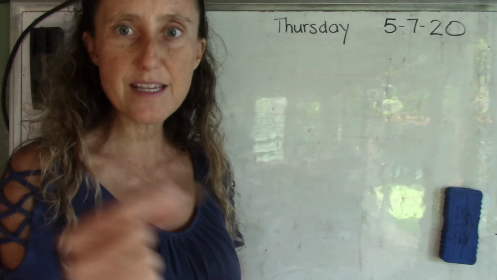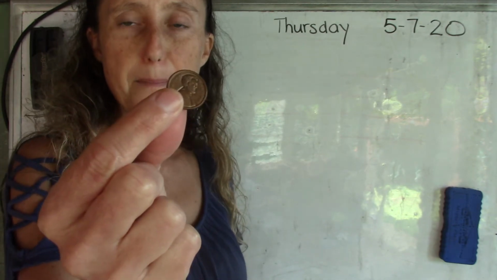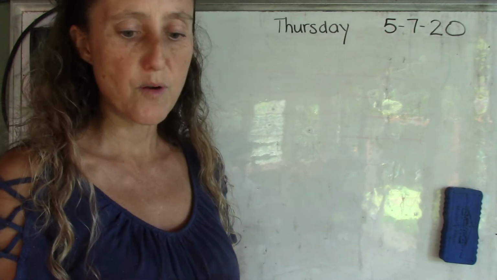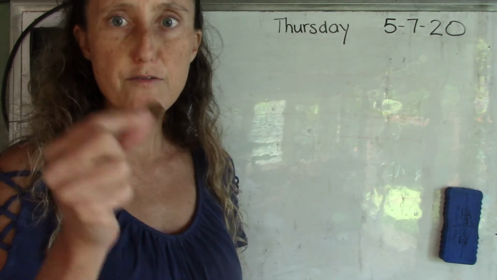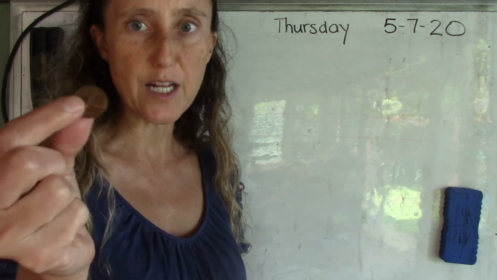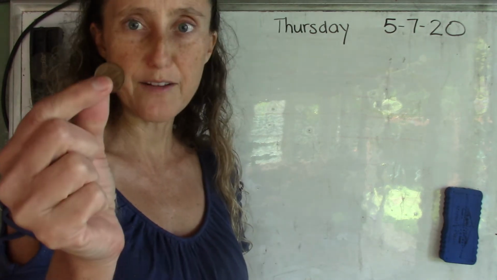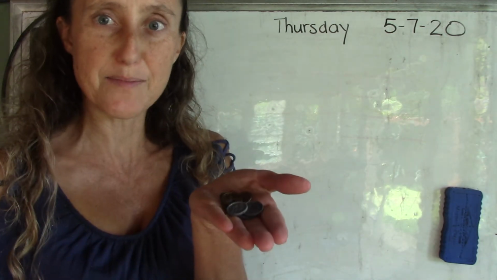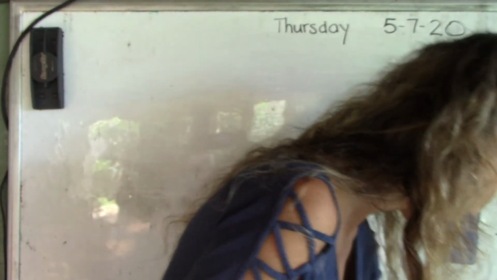I also have these. What are these? Pennies. So we're going to count on. Pennies are worth 1, so we just count 1 more each time. So 40, 41, 42, 43, 44. So I have 44 cents. 4 dimes and 4 pennies makes 44 cents.